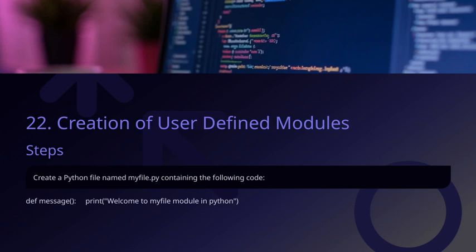The key point here is that creating a module involves writing a Python file with functions, variables, or classes that you want to reuse later. This approach helps organize your code better and promotes reusability. Remember, once you've created this module, you can import it into your main scripts and call these functions whenever needed. This is a fundamental step in modular programming, which is essential for managing larger projects efficiently. So, by defining functions inside your custom module, you're setting the stage for cleaner, more organized, and more maintainable code.